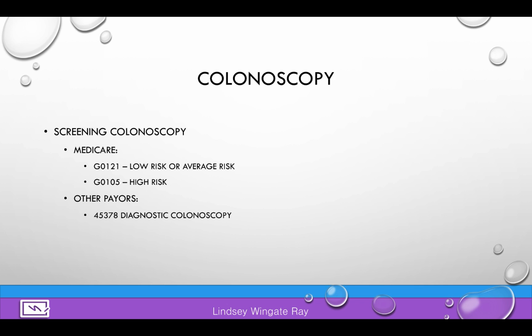We're going to talk about what happens if the patient comes in for a screening and they find something during the procedure and have to do a surgical procedure during the colonoscopy. We're going to talk about what you do then, but this is for the people that come in and no procedure is done. They're just looking at the colon. Then you will use these G codes for Medicare. If it's other payers, you're going to use the diagnostic colonoscopy code 45378. So that's important. I would write that on the page and I'll show you my book here in a second.